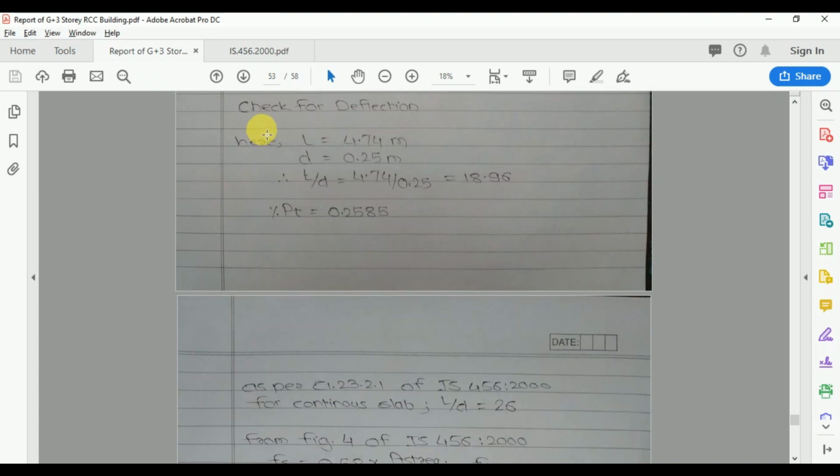So now we need to check for the deflection. So check for deflection we need to do as per Figure 4 of IS 456-2000. So prior to that, we need to find the value of L by D, span to depth ratio. So here the effective span is 4.74. Hence the L by D ratio is 18.96, whereas percentage PT is 0.2585 as we calculated in our earlier steps.